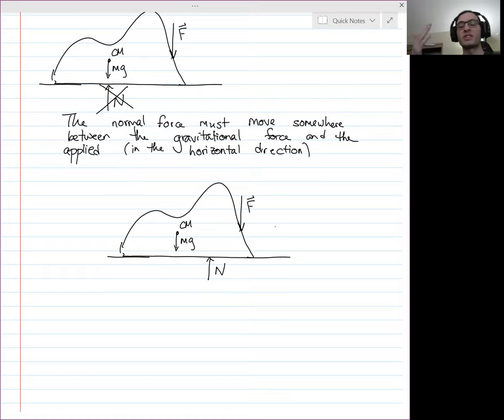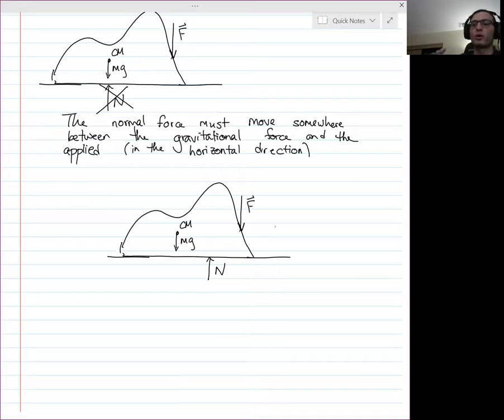So the normal force, just as we saw before, is a balancing force. It applies as much force as needed in order to make the net force zero in the vertical direction. It's also a balancing force in the sense that it moves to whatever location is needed in order to have the net torque be zero, because the ground is going to stop the object from rotating.